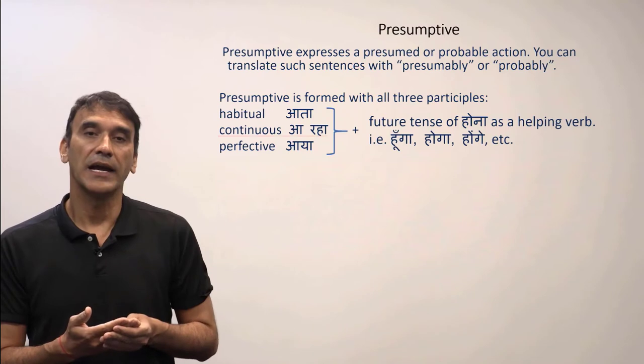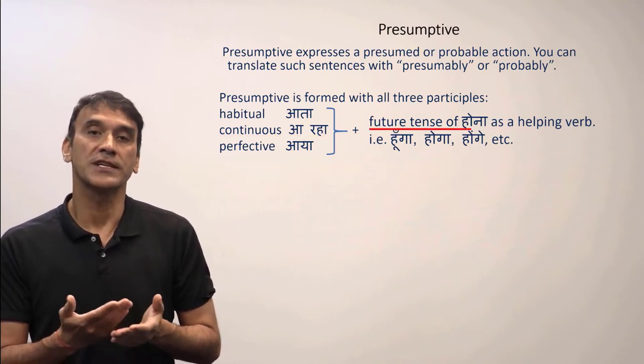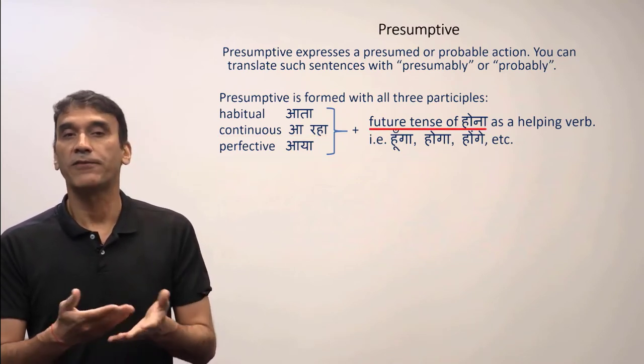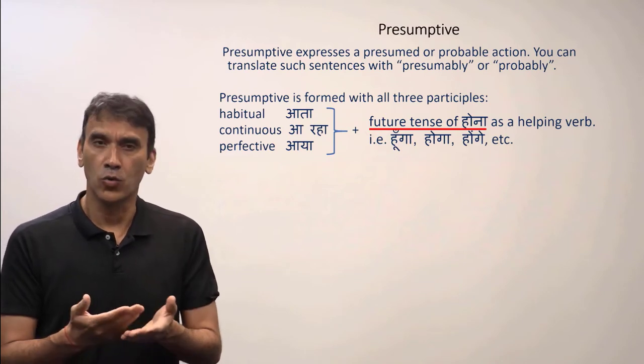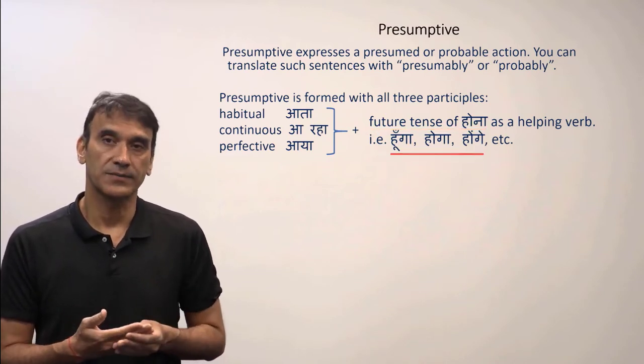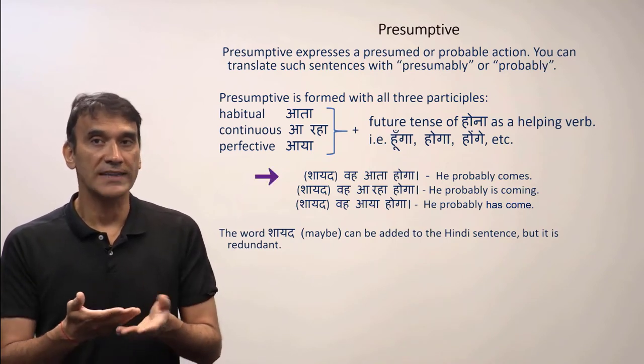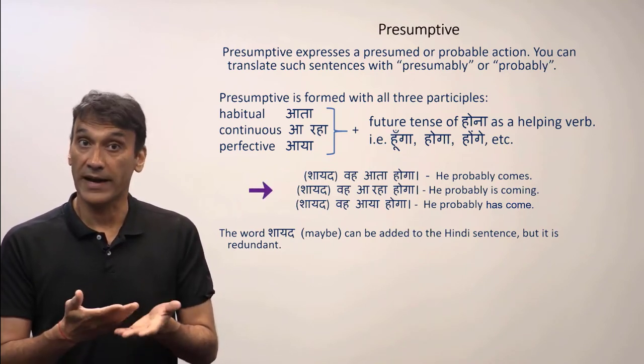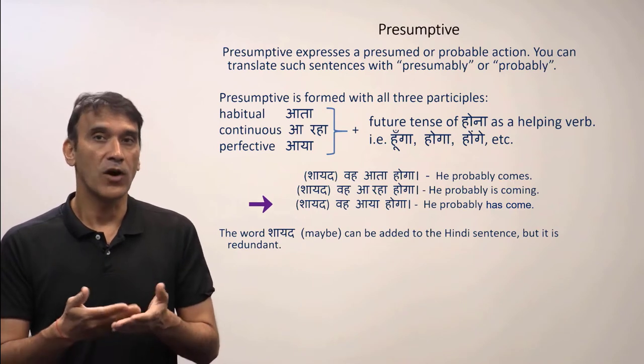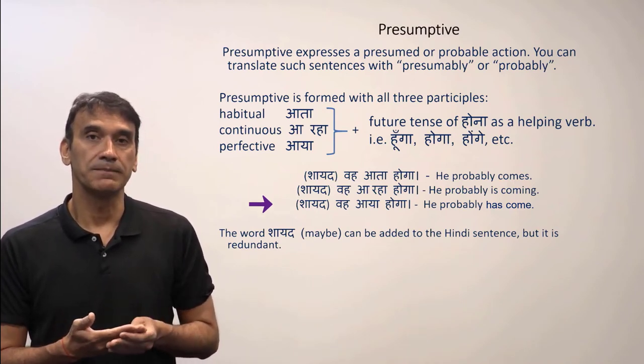The presumptive sentences in Hindi are formed with the three participles, imperfective or habitual as aata, continuous as aa raha, and perfective as aaya, and the future tense of the verb hona. The forms of the future tense of the verb hona are hunga, hoga, honge, etc. Here are some simple examples of the presumptive sentences. Wo aata hoga, he probably comes. Wo aa raha hoga, he is probably coming.